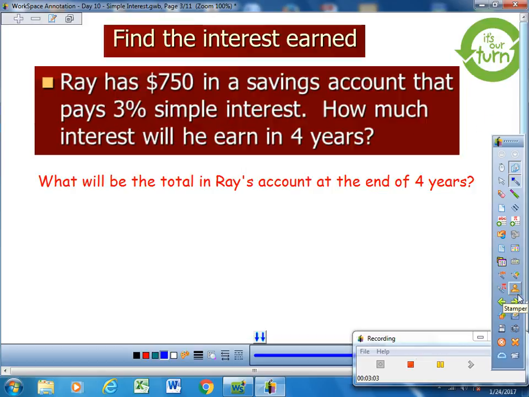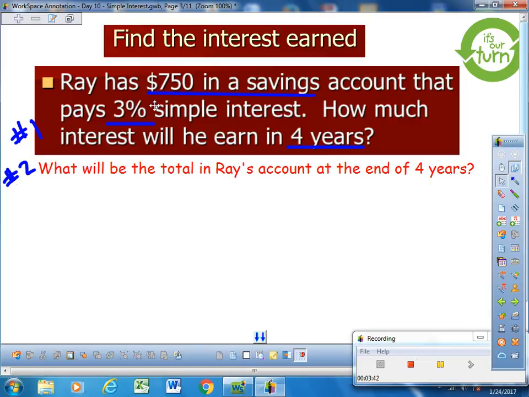Alright, so our first problem: Ray has $750 in a savings account that pays 3% interest. How much interest will he earn in 4 years? What I want you to write down is $750 in savings, 3%, 4 years. The first question is, how much interest will he earn in 4 years? The second question is, what will be the total in Ray's account at the end of 4 years, assuming he doesn't take any money out?